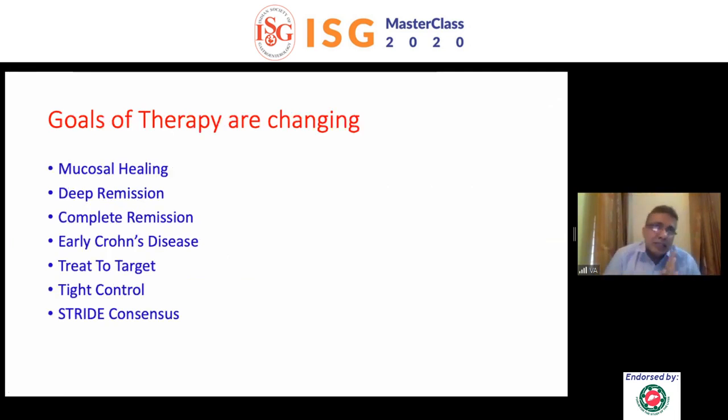Then finally, there are certain goals of therapy which are changing. There are terms which have been thrown in, and I thought I could spend just 2 minutes on what these terms are and what their relevance is to practical clinical medicine today for IBD patients. They are mucosal healing, deep remission, complete remission, early Crohn's disease, treat to target, tight control, STRIDE consensus. Let me tell you, all of them roughly mean the same thing with very few variations.